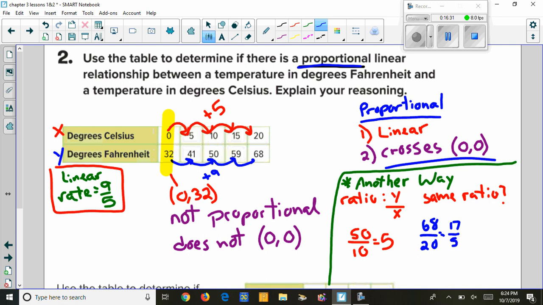And is that going to equal 5? It won't. It will equal 3 2/5. And since 5 does not equal 3 2/5, it is, and that's an arrow here, not proportional.